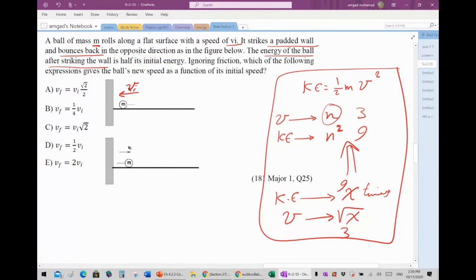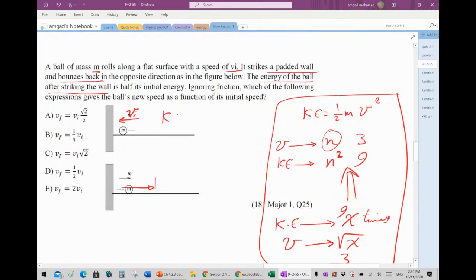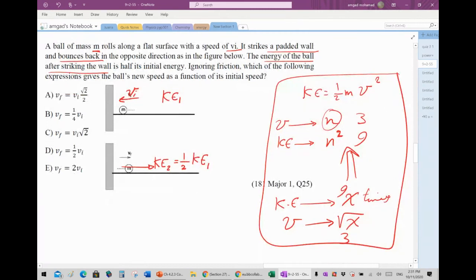So at the beginning, the kinetic energy is kinetic energy 1. When it comes back, it becomes kinetic energy 2, which is half the initial kinetic energy. So the kinetic energy in the second case is half the kinetic energy in the first case, or half the original kinetic energy. Okay. Ignore friction. Good. So we can conserve energy if we want.